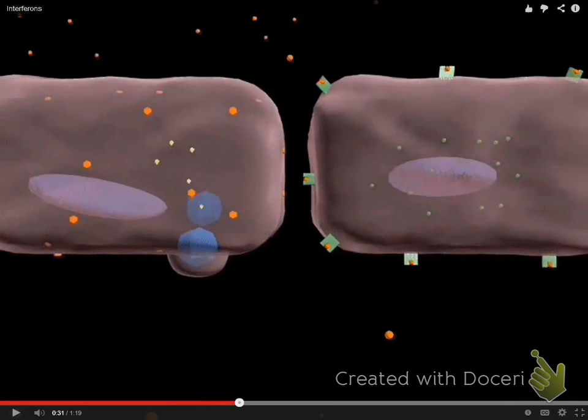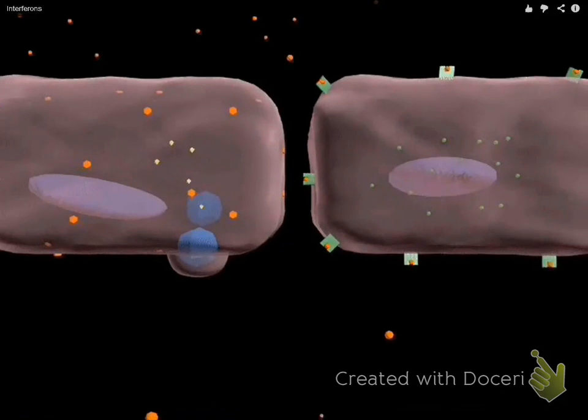So what did the interferon do? Come on, science words, let's go. The interferon signaled. What did it do? Look at it. What is that? What is that a picture of? Look right there. What did that interferon do? Oh, come on.